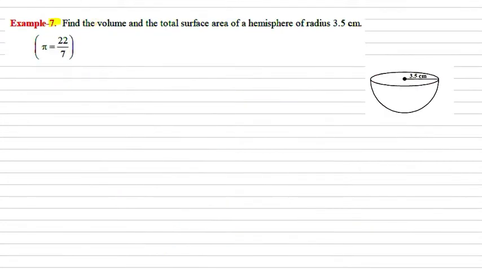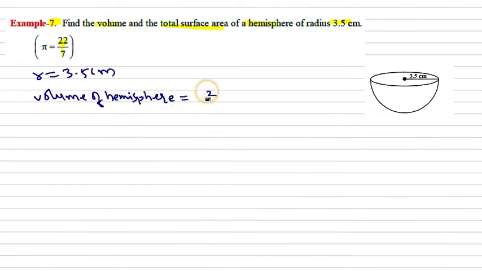Example 7th one, find the volume and total surface area of a hemisphere of radius 3.5 centimeter. Here pi is equal to 22 by 7. So here given radius is equal to 3.5 centimeter. So we need to find the volume of a hemisphere, which is equal to 2 by 3 into pi r cube. Now substitute the radius, that is 2 by 3 into 22 by 7 into radius 3.5 centimeter whole cube.